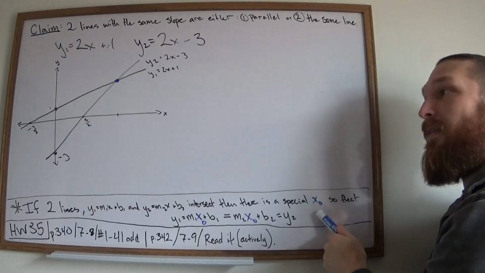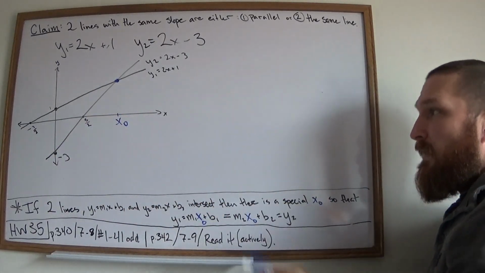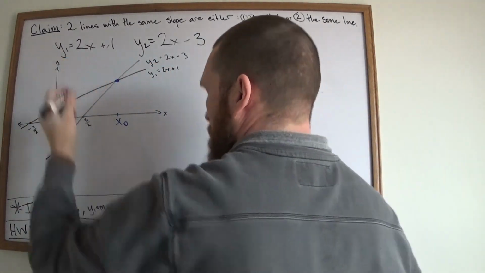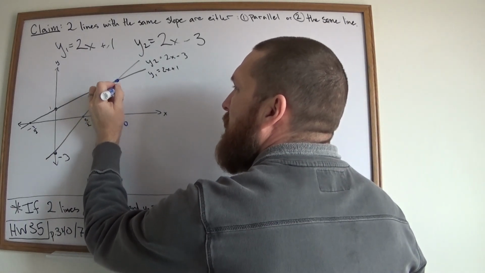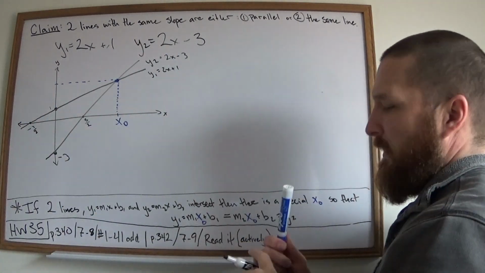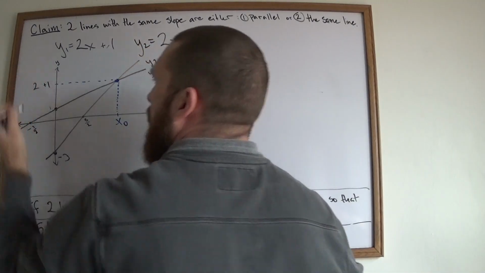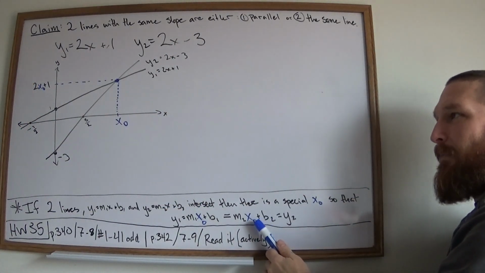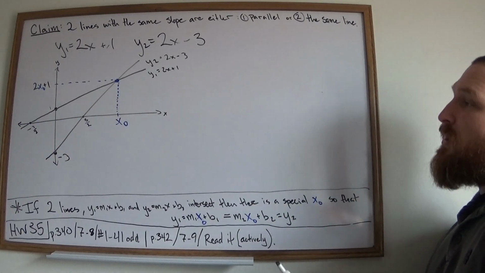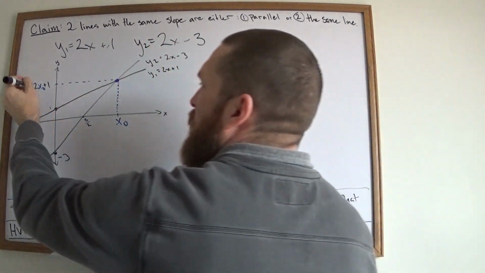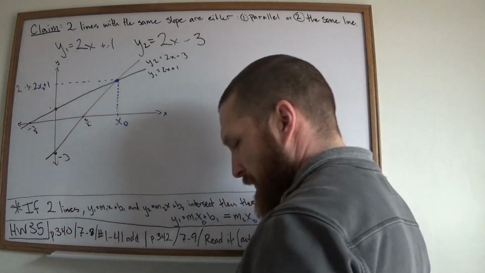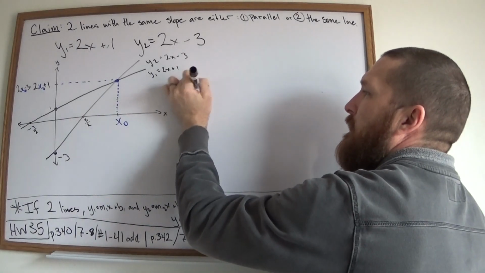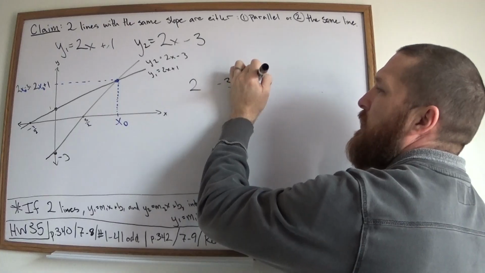If these lines intersect, then there's a special x0, which has the property that when I plug it into y1, I get out 2x0 plus 1. So I plug x0 into y1 and I get out 2x0 plus 1 right there. But since these lines intersect, we have the property that when I plug it into the second line, I get the same value. So I take my x0, plug it into y2, and I get 2x0 minus 3, which is the same thing. And so we say, okay, well then they're equal to each other. 2x0 minus 3 is equal to 2x0 plus 1.